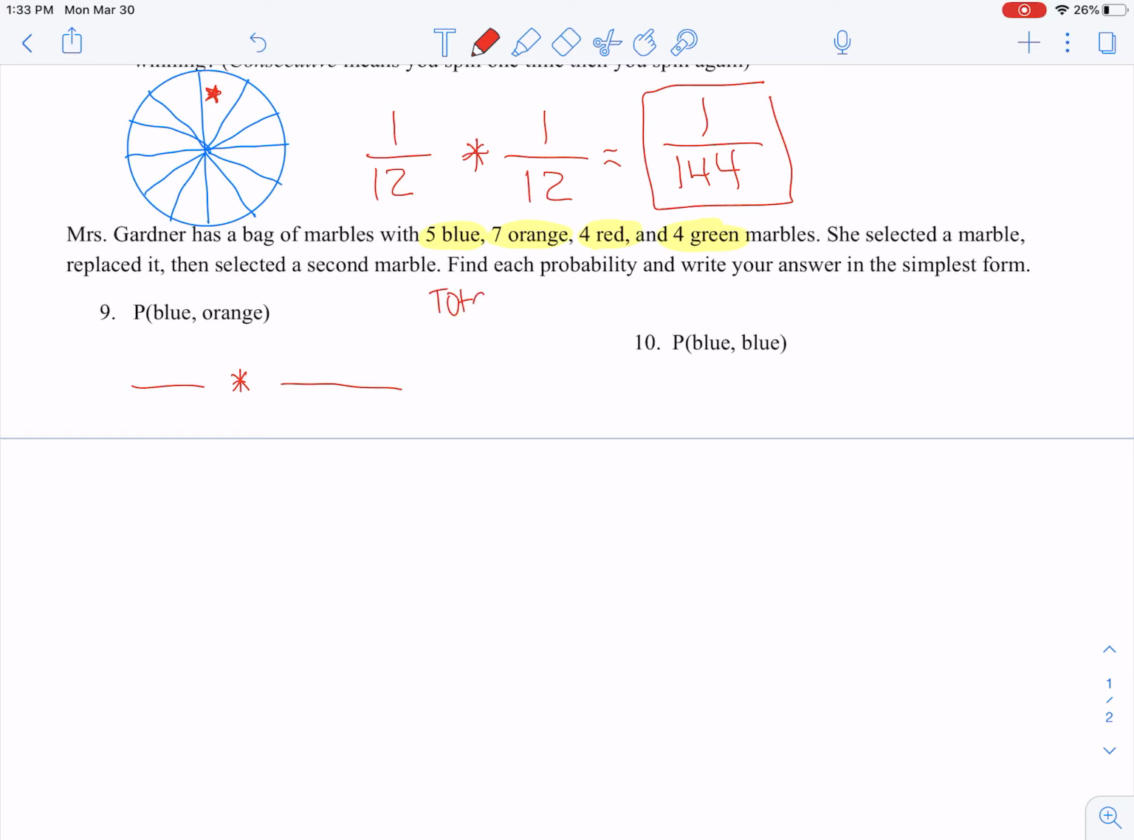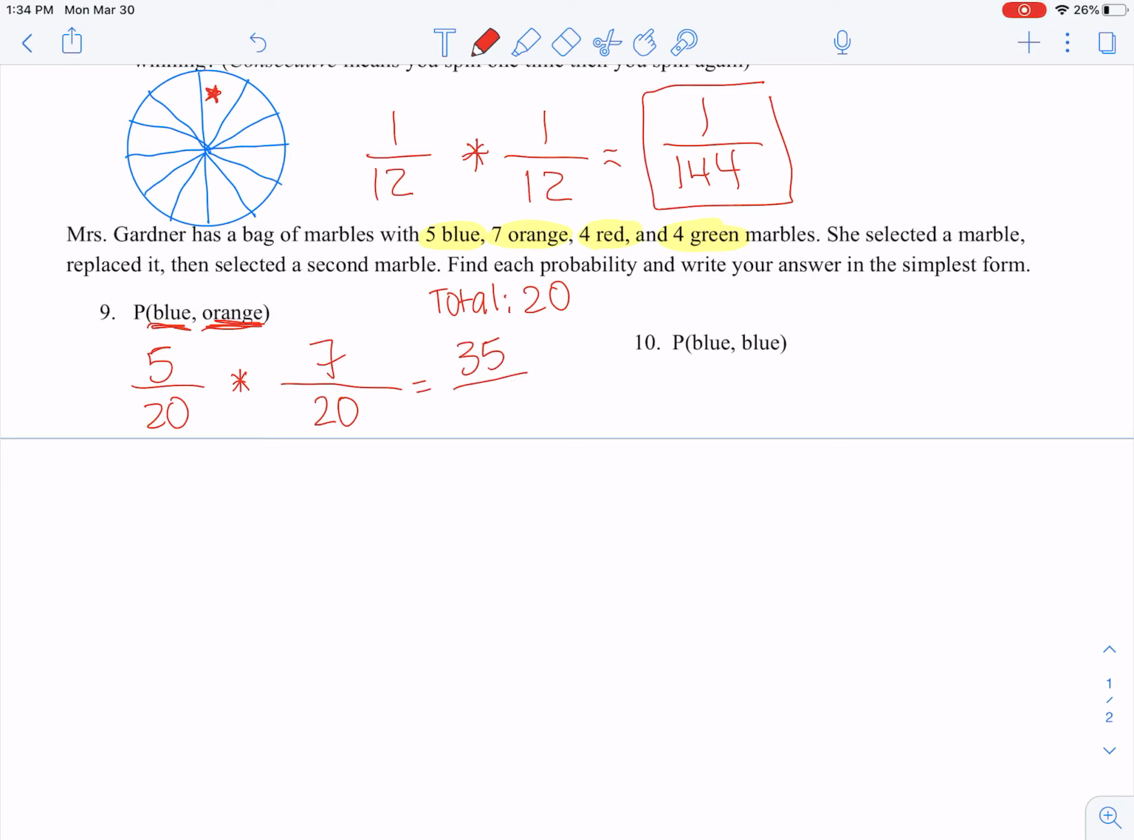Let's figure out the total first before we do anything. 5 plus 7 is 12, 12 plus 4 is 16, 16 plus 4 is 20. So I know that the total goes on the bottom as always, and I'm trying to figure out what's blue as the first event, and then trying to get an orange on the second event. So we have 5 blues, and then we have 7 oranges. So we just multiply those 2 fractions together.